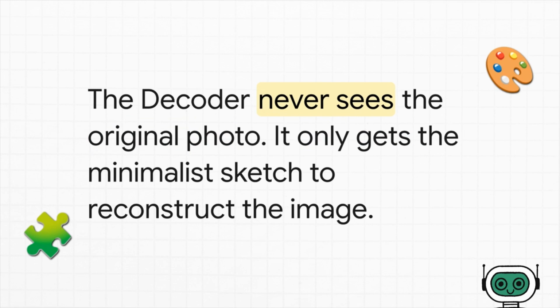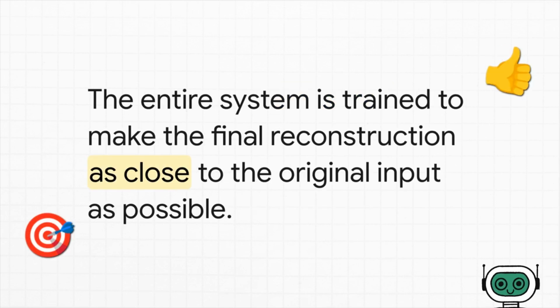Now, the second artist, the decoder, comes into the picture. Here's the catch. The decoder never sees the original photograph. They are only given that minimalist sketch, and from that alone, they have to try and reconstruct the original detailed photo. And right there, that's the entire objective. The whole system is trained to make that final reconstruction as identical to the original as it can be. If the decoder can create a good copy, it's proof that the encoder's sketch was a fantastic summary.